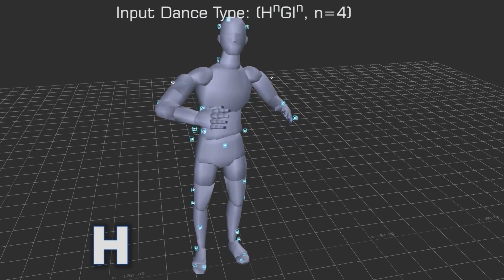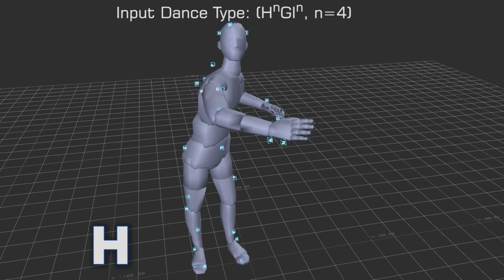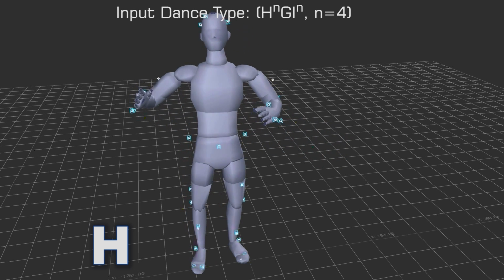In this test, the human starts by reaching the right arm forward 4 times, then stretching both arms forward, followed by reaching the left arm forward 4 times.